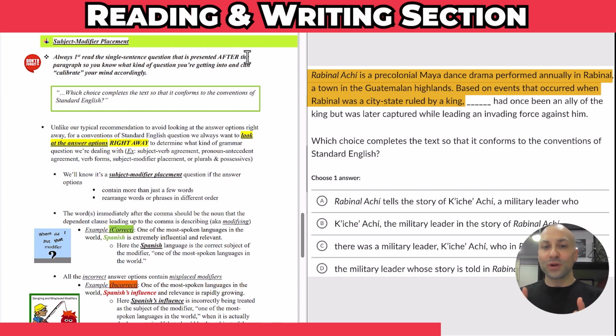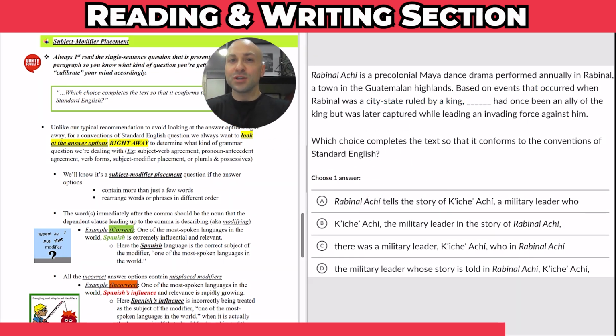Based on events that occurred when Rabinal was a city-state ruled by a king. And now here's what's important. Notice, you got to be really clear. What are we talking about? What is based on events that occurred when Rabinal was a city-state ruled by a king? Well, we've already talked about this pre-colonial Maya dance drama called Rabinal Achi. So what should come right after the comma? The thing that's based on events, right? This drama. So let's right away go to the answer options and start ruling some things out here.